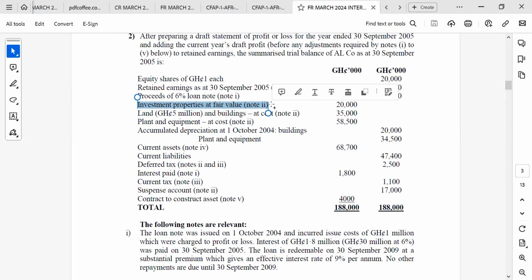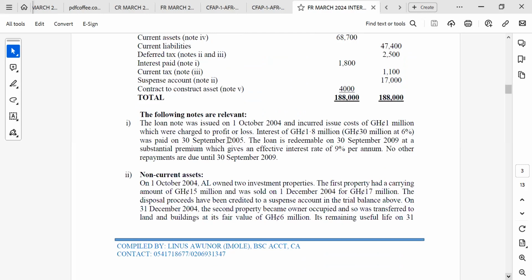20,000. 20,000, isn't it? Okay. They say that on 1st October, AL owned 2 investment properties. That is the investment properties over there. The first property had a carrying amount of 15 million, was sold on 1st December 2024 for 17 million. What should have been the entry that should have been done for this disposal?